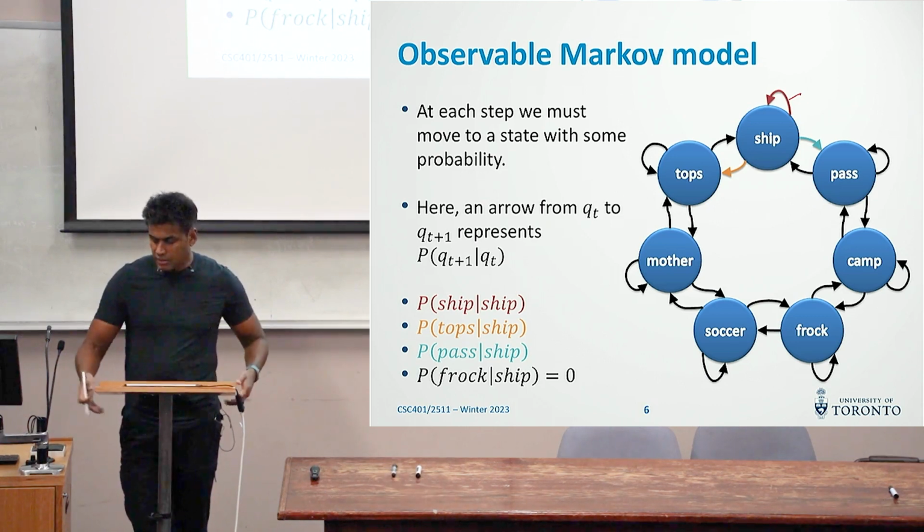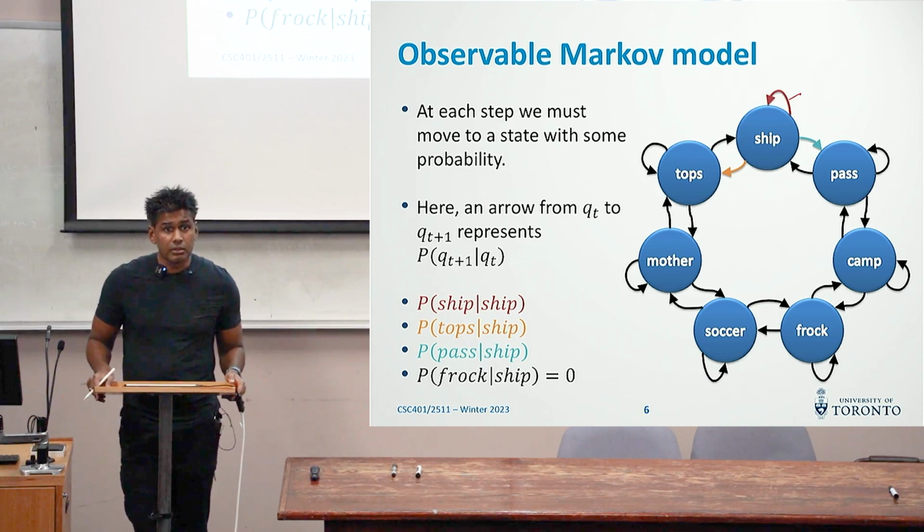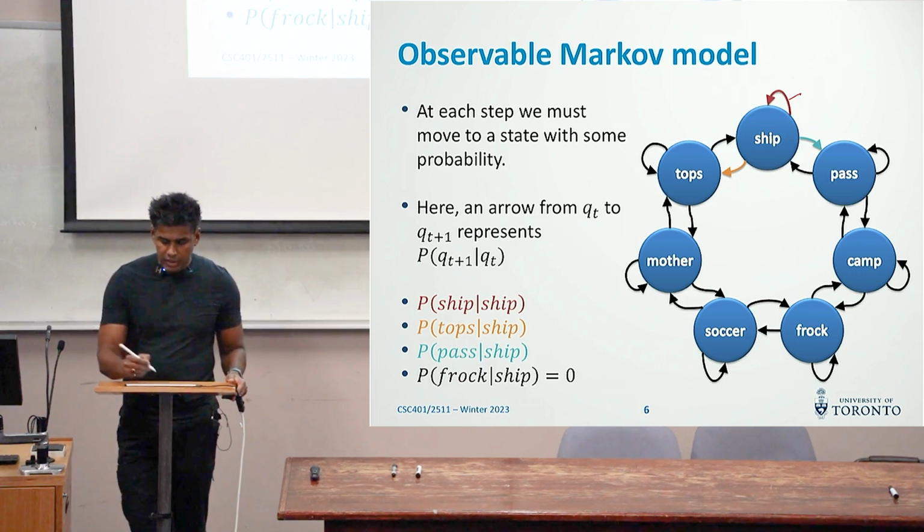One thing to notice over here is that the probability of frog given ship is 0. The reason is that if you look at the transition graph, there is no arrow from ship to frog. And thus, we are saying that the probability is 0.